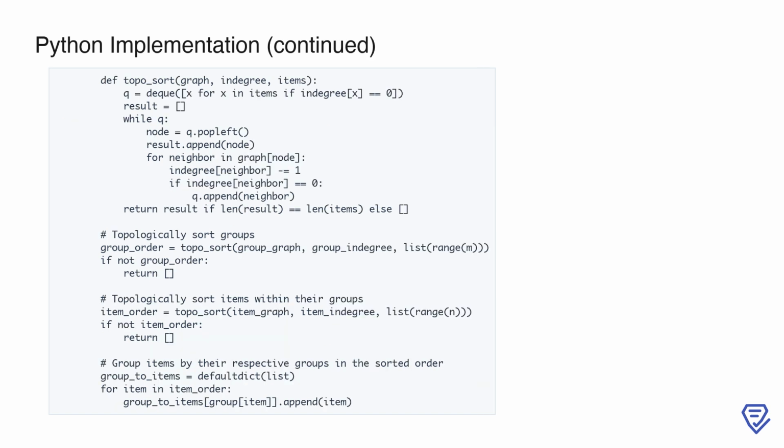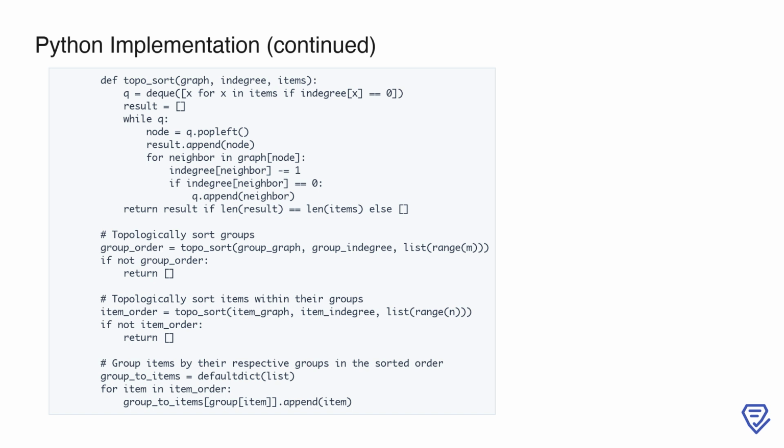The next step is implementing the topological sort. We define a helper function, topo_sort, which takes a graph, an in-degree list, and the items to sort. Using a queue, we process nodes with 0 in-degree first, adding them to the result list and reducing the in-degree of their neighbors. If a neighbor's in-degree becomes 0, it's added to the queue. This continues until the queue is empty. If the result list doesn't contain all items, it means there's a cycle, and we return an empty list.